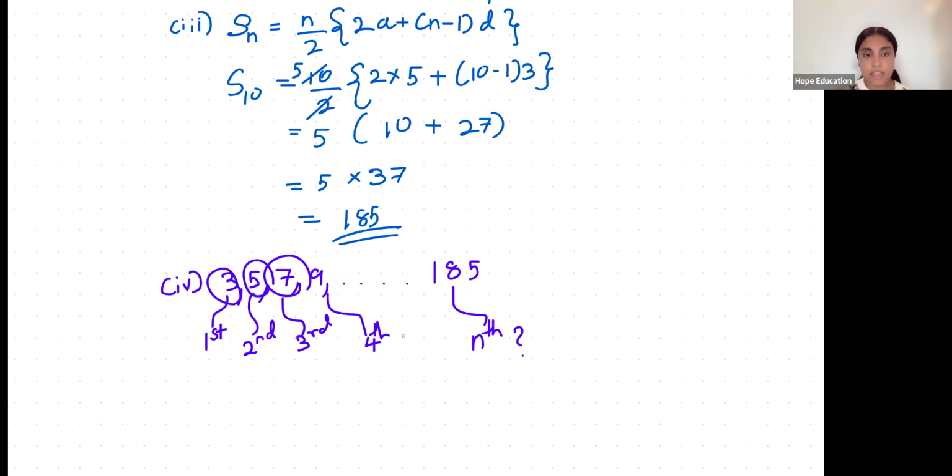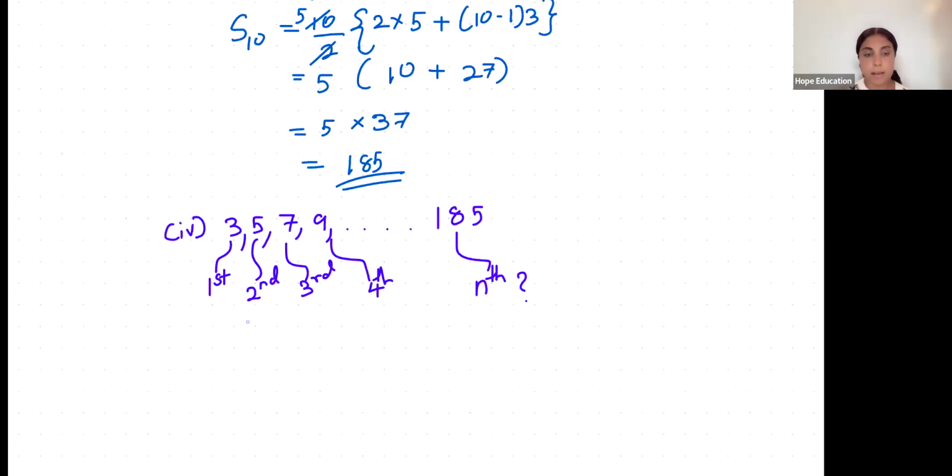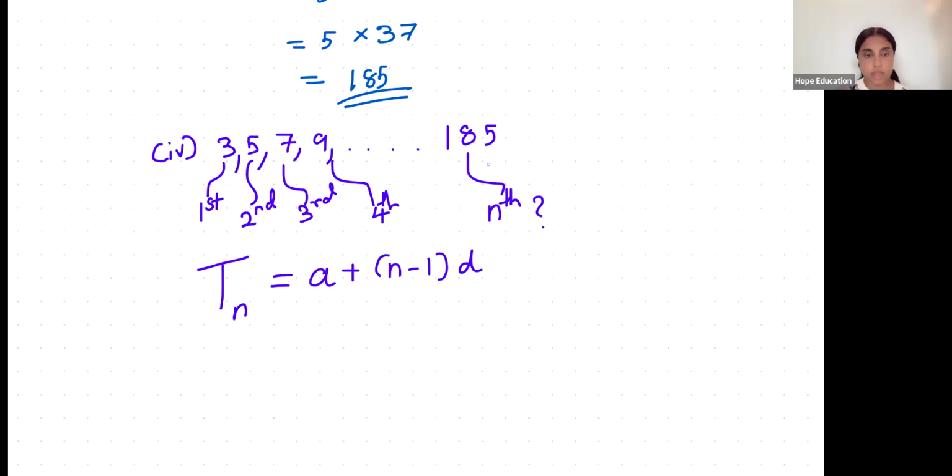So I'm going to write the equation Tn because this is not about a sum, right? So we use Tn equals A plus n minus 1 d. Tn is the term that we are considering. It's 185. We already know that. A is the first term, 3. Plus n minus 1, n we don't know. That is what we have to find. Difference is 2.